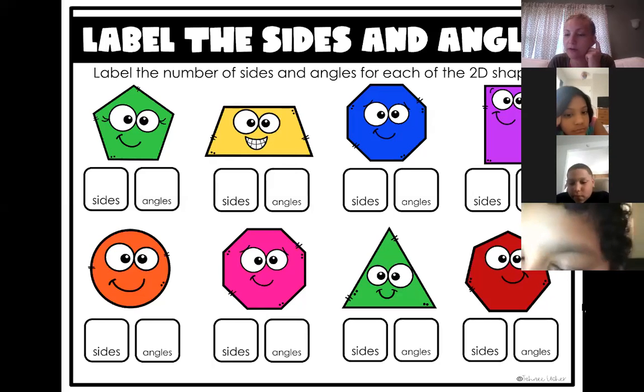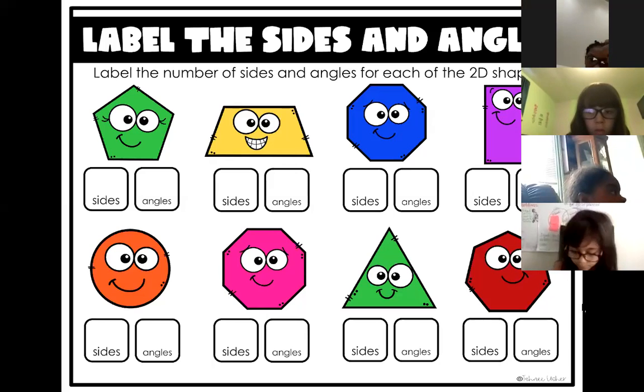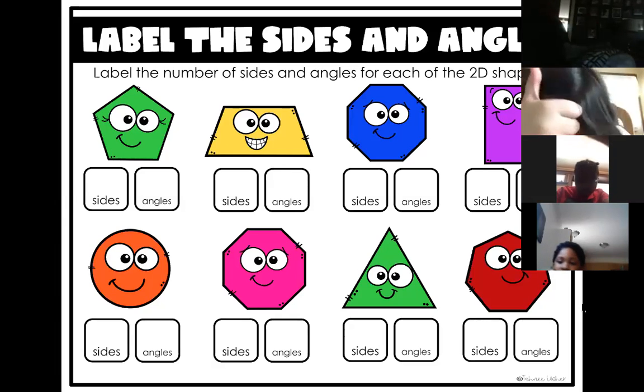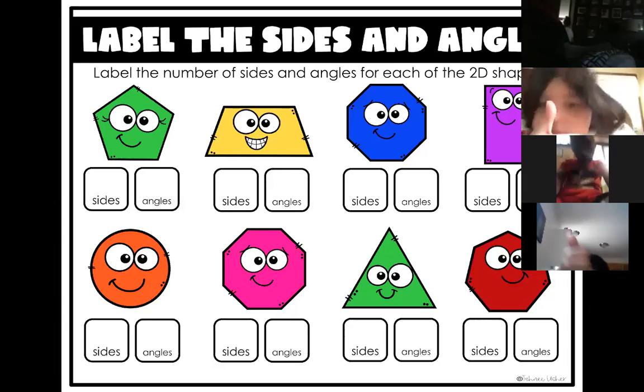Javion said 8 sides, 8 angles. Thumbs up if you agree with our friend Javion. Let's give him some love. Let me see some thumbs. He had a lot of angles and sides to count. Thank you, thank you. There are 8.